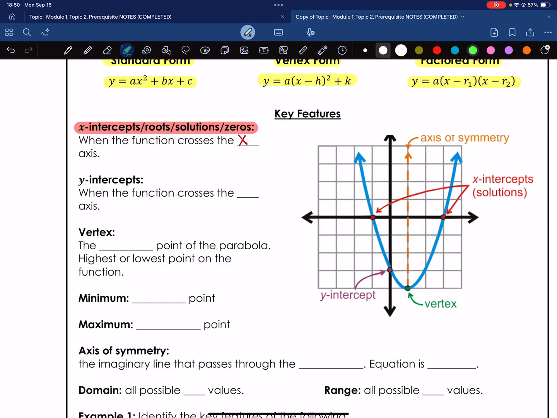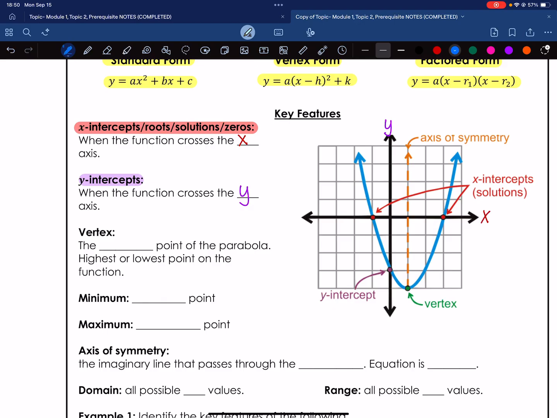Looking at the next key feature is the y-intercept. The y-intercept is where the graph crosses the y-axis. So the y-axis is this axis right here. And notice that our graph is crossing it right here, and it only has one y-intercept, and it will only ever have one y-intercept. So let's go ahead and label our axes. So there's y, there's x.